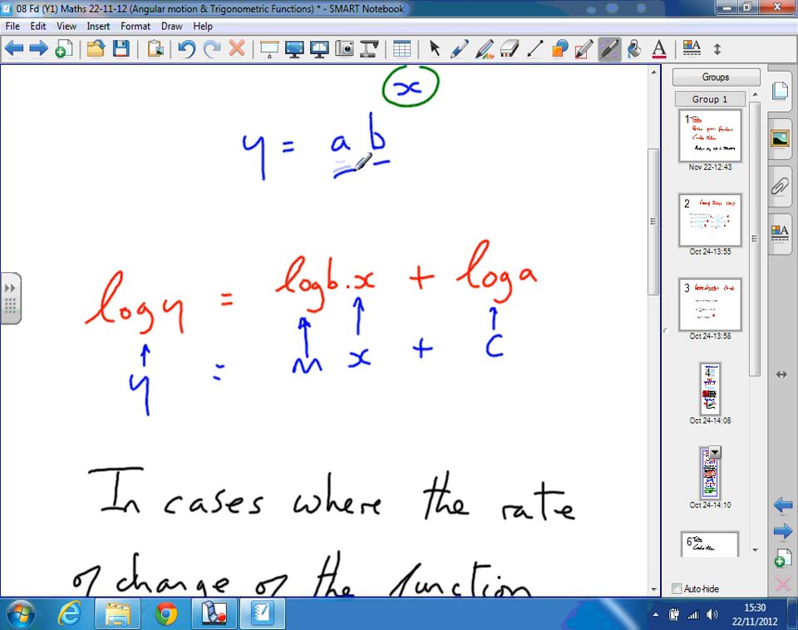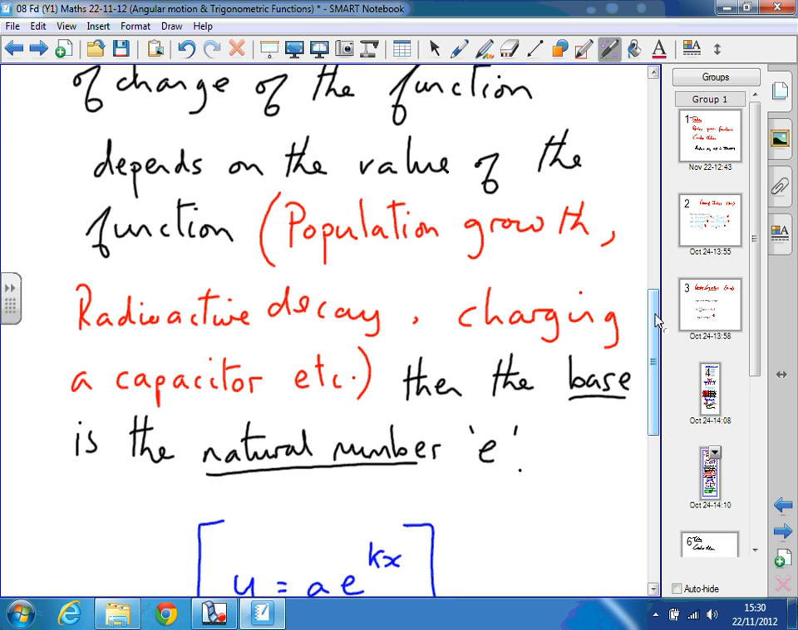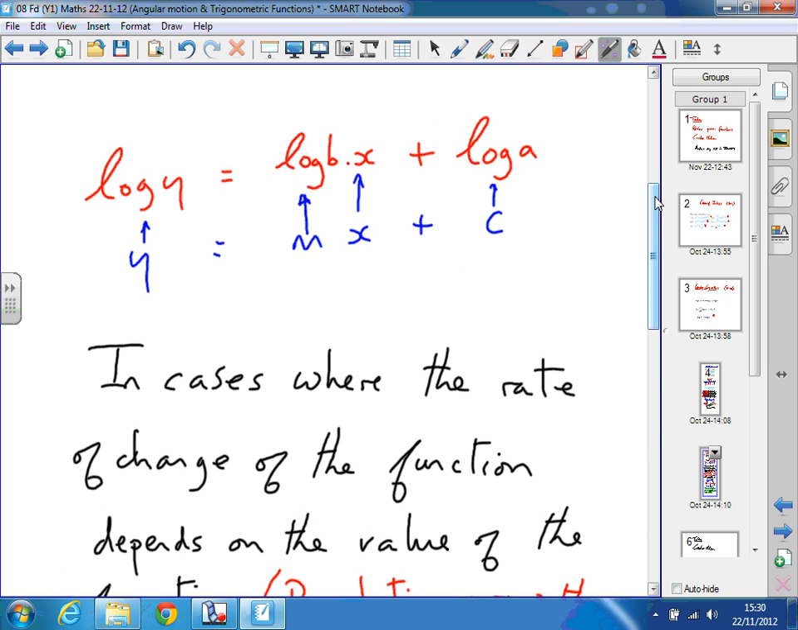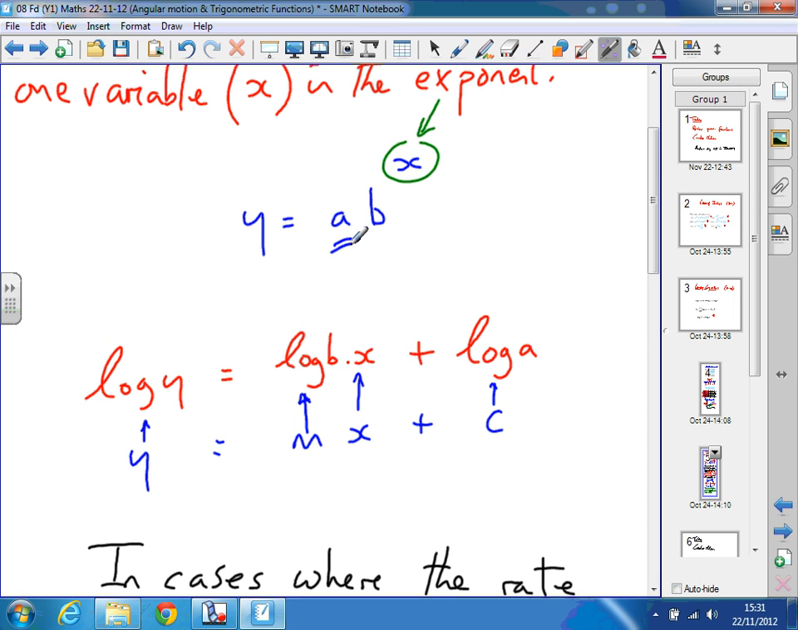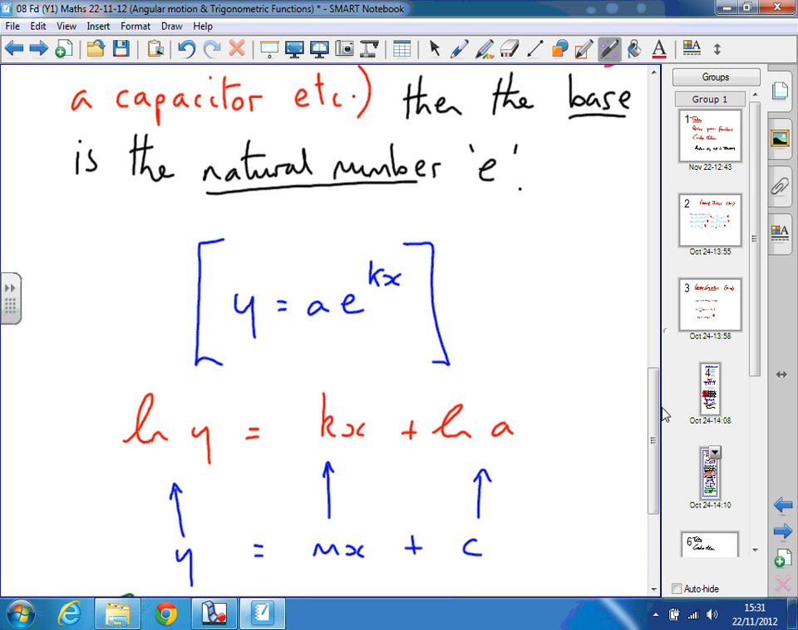And then we said that in cases where the rate of change of the function depends on the value of the function, and a very common occurrence of that is, for example, population growth, radioactive decay, charging and discharging a capacitor, anything where the rate of change of charge, for example, depends on how much charge there is on the capacitor, then the base number in this function here turns out to be the same value each time, and that's called the natural number e. So then we have these functions. They're probably the most important functions that you'll use, power functions. You've already probably come across them.